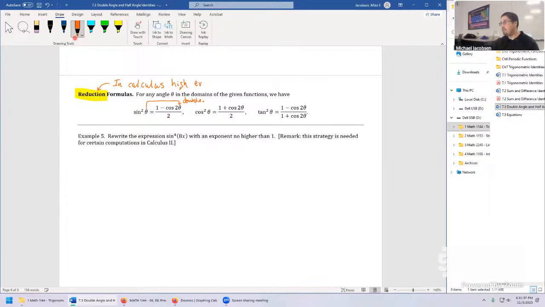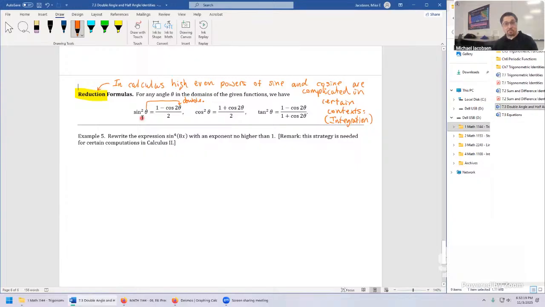even powers of sine and cosine are complicated in certain contexts, namely something called integration, which loosely, integration is finding the area under a curve. And somehow the right-hand side is easier in that context in calculus than the left-hand side.